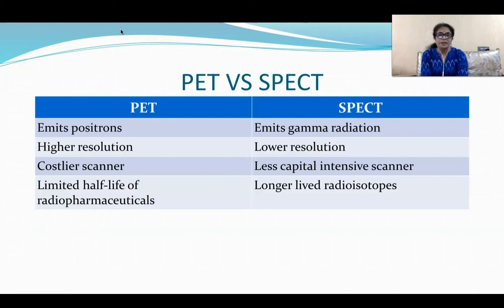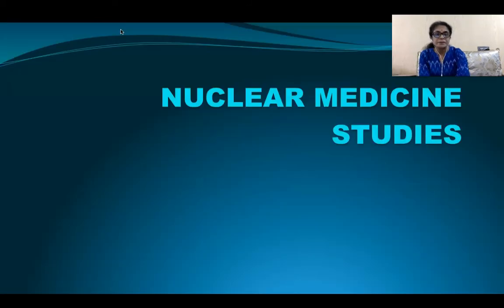PET versus SPECT. What is the difference between these two? PET emits positrons. SPECT emits gamma radiation. PET has a higher resolution. SPECT has a lower resolution. PET is a little costlier and SPECT is a little less capital intensive scanner. PET uses radionuclides with a limited half-life, and SPECT has longer-lived radioisotopes.